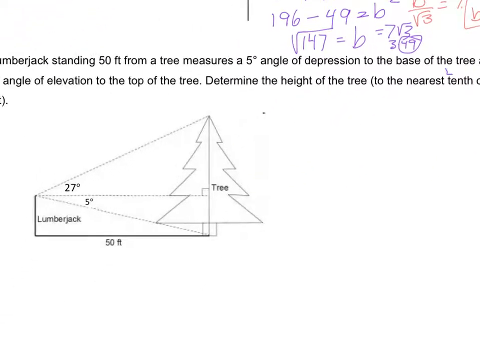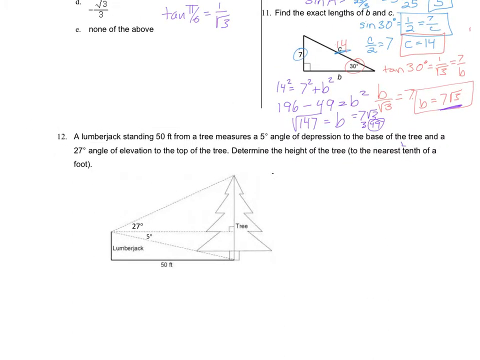All right, our last problem is this big, gigantic word problem. Okay, a lumberjack standing 50 feet from a tree, okay, from the tree, measures a 5-degree down angle and a 27-degree up angle. All right, we also know that this would be 50 because we're drawing it parallel to the ground. So that's going to be 50. So what we need is x and y, and then we add them together for the height.